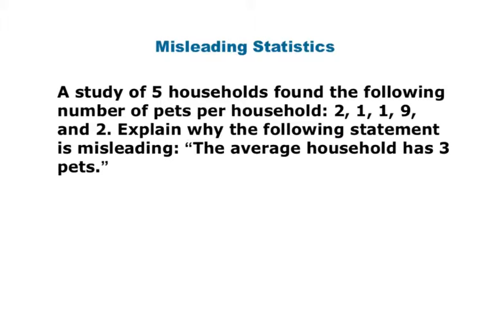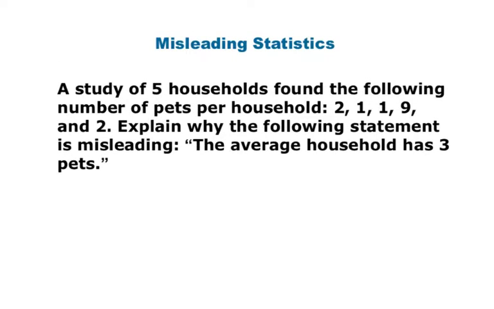So, the last one here, a study of 5 households found the following number of pets per household. So, in each household, they had 2, 1, 1, 9, and 2. And explain why the following statement is misleading. The average household has 3 pets.